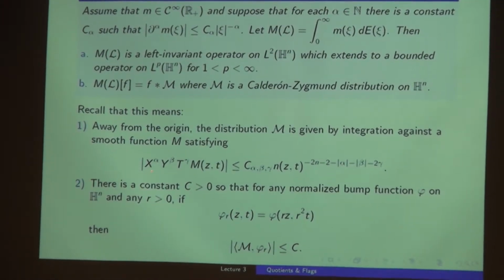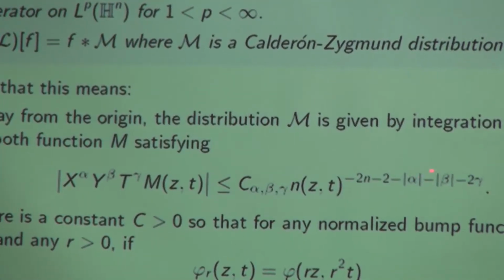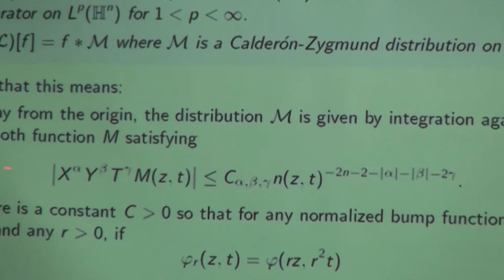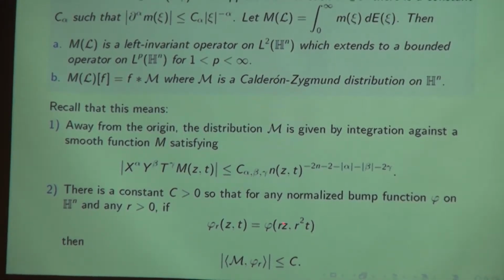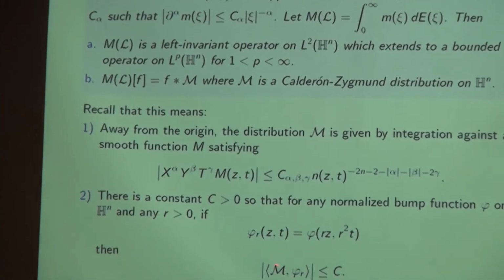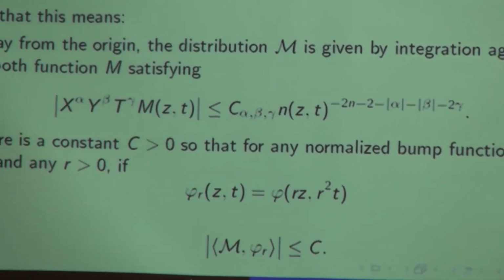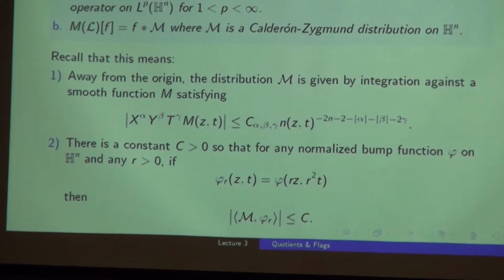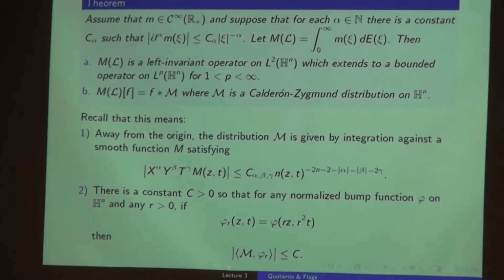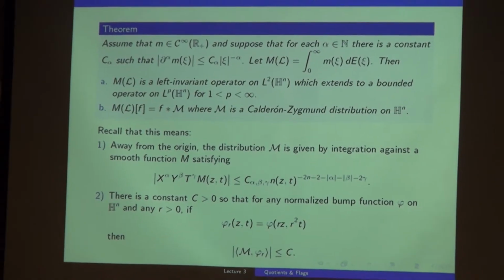Notice that differentiation with respect to x or y brings down a negative power of the norm, but t is a second order operator, so it brings down two powers of that. So these are the differential inequalities for the distribution. I need also some cancellation conditions, and one can express this in terms of the action on bump functions. I take a normalized bump function. To remind you, that means that it's a function supported in the unit ball, say the supremum is less than 1, and the supremum of the gradient is less than 1. And I take any normalized bump function, dilate it according to the underlying dilation, and then the action of the distribution on that is bounded, independent of the bump function and R.